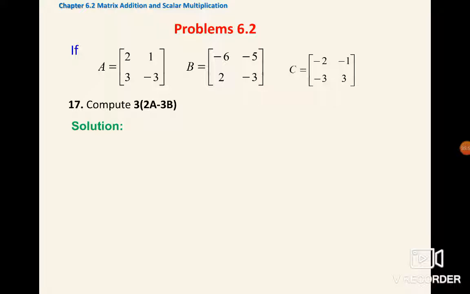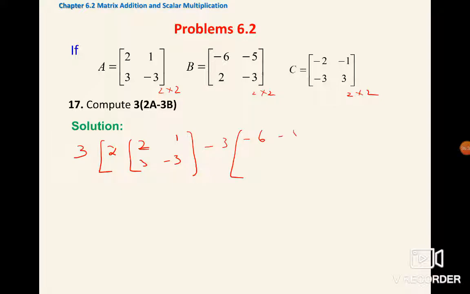Now here we go. That's a different question. This kind of problems are expected. So we are given three matrices of the same size. This is of size 2 by 2. This is of size 2 by 2. All the matrices are of the same type, so we can add, subtract, or do anything. What is it? 3 times 2A. So 2 times a matrix. What is A matrix? 2 1 2 1 3 negative 3, minus 3 times B. B is negative 6 negative 5 2 minus 3.